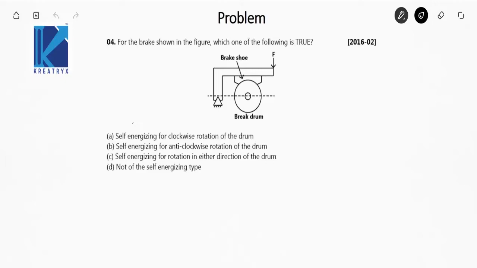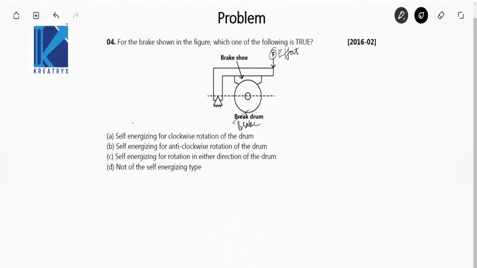So when you draw the FBD of the lever and this brake drum, this is the brake drum, so if the movement due to friction is acting in the same direction as the movement due to effort F, this is the effort.